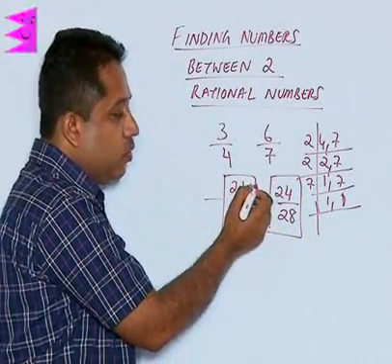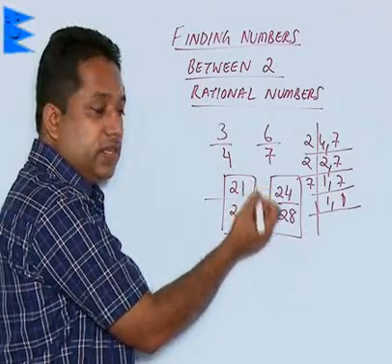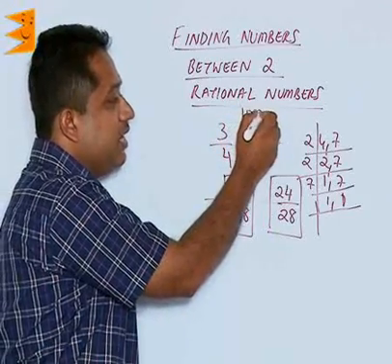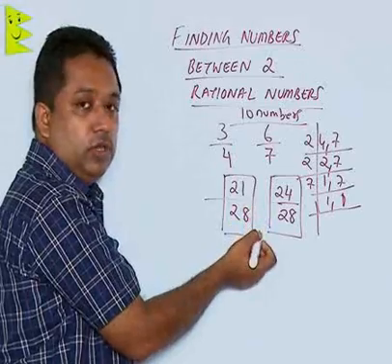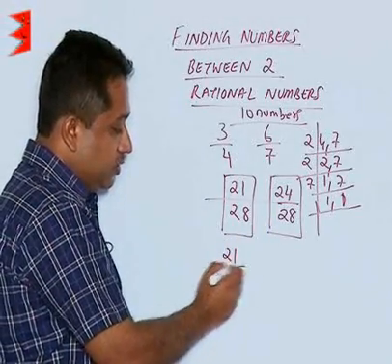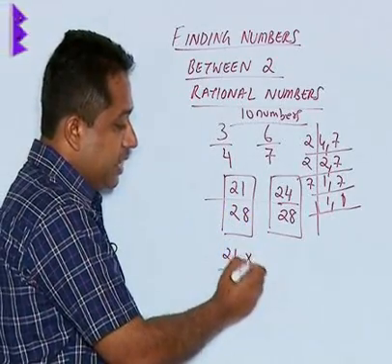We find that there are only two numbers between them, and the numbers are 22 by 28 and 23 by 28. So that is not sufficient, because the question is to find 10 numbers between them, and we are able to find at the moment only two numbers. So we have to do some multiplication and division process. So let's multiply and divide the numbers, let's say by 3.